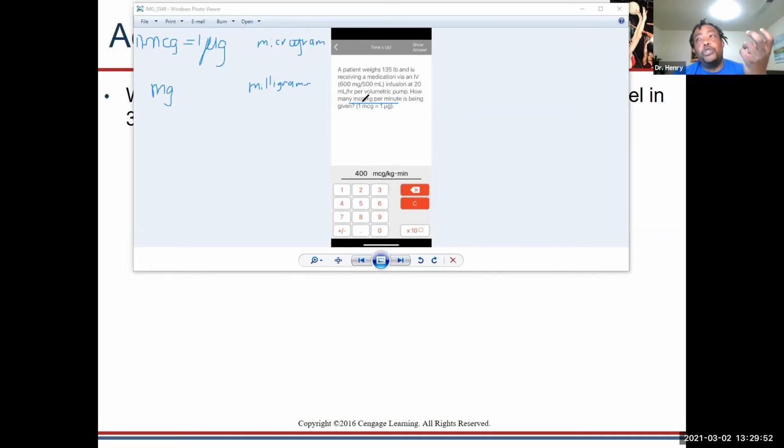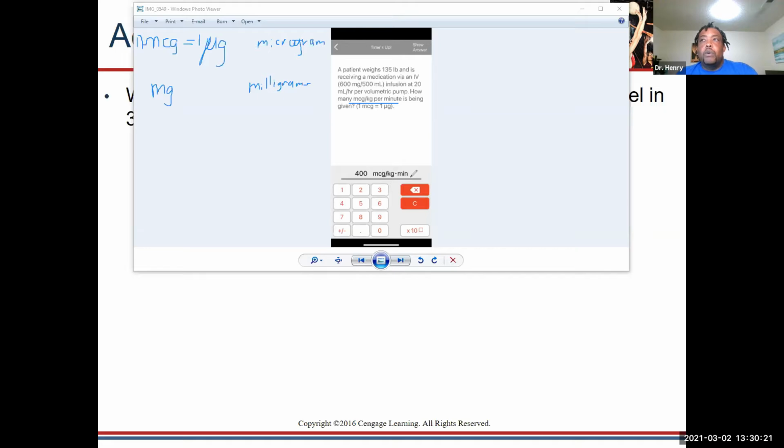So we want to know how much of the drug per kilogram the patient weighs, and then that's per minute. So we want to figure out how much of the drug we are giving per minute to a patient that weighs a certain amount of kilograms. That's what we're figuring out. So our goal is to get micrograms per kilogram per minute.